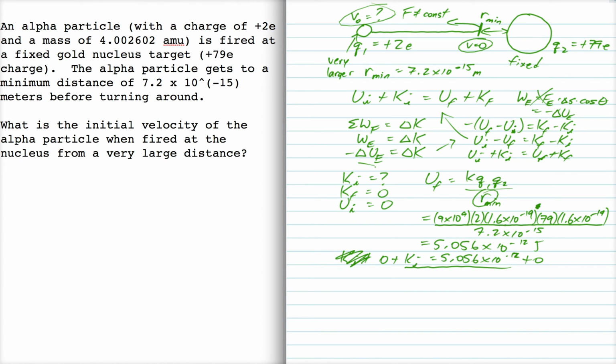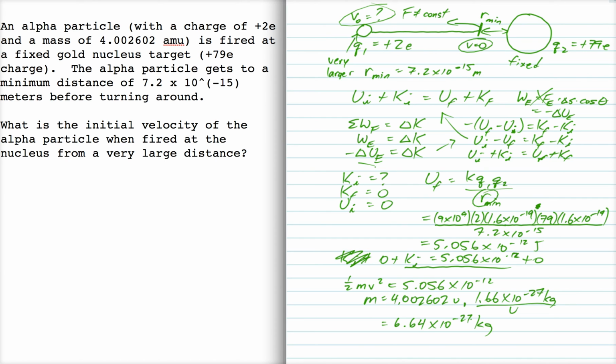And now Ki is 1/2 mv squared. So I'm going to set 1/2 mv squared equal to 5.056 times 10 to the minus 12. Now the mass, this is an alpha particle, right? So the mass is 4.002602 AMU, and I've got to convert that into kilograms. I got to have everything in MKS units here. So that is 6.64 times 10 to the minus 27 kilograms.